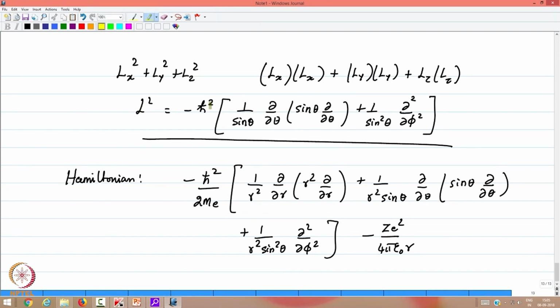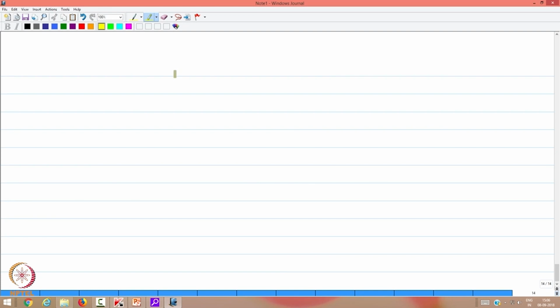The term that you calculated, the L square, is minus h bar square times sin theta ∂/∂theta sin theta ∂/∂theta plus 1 by sin square theta ∂ square by ∂phi square. The only 1 by r square is common. In fact, the minus h bar square is also gone. So, what is left over is 2me r square. So, essentially the hydrogen atom Hamiltonian contains a radial r dependent part, the derivative.